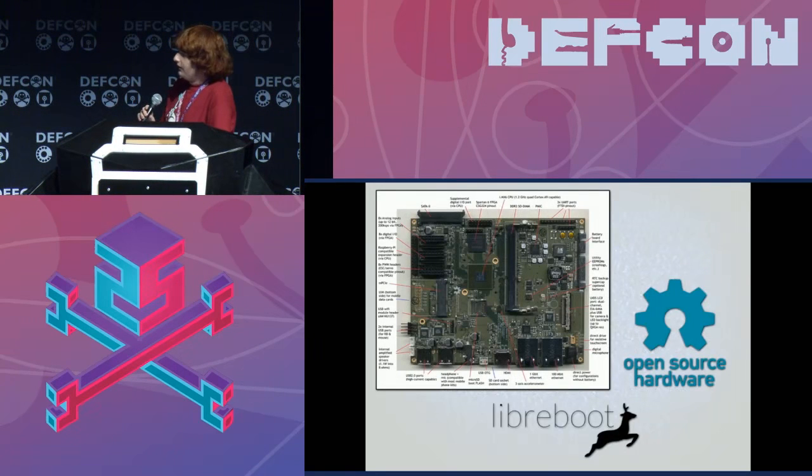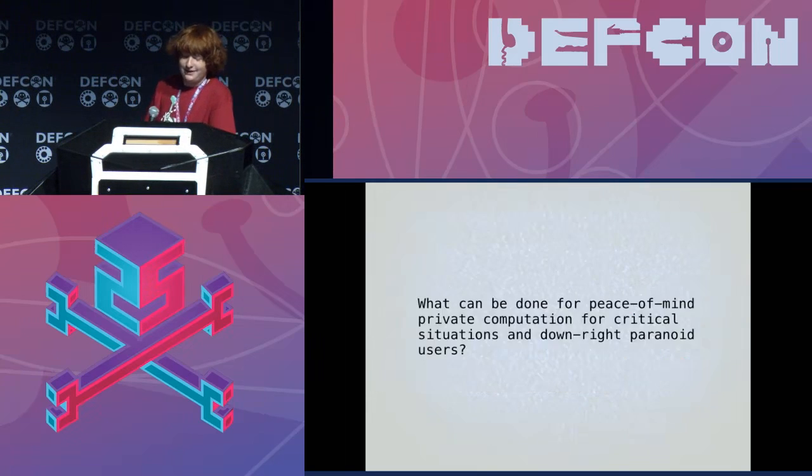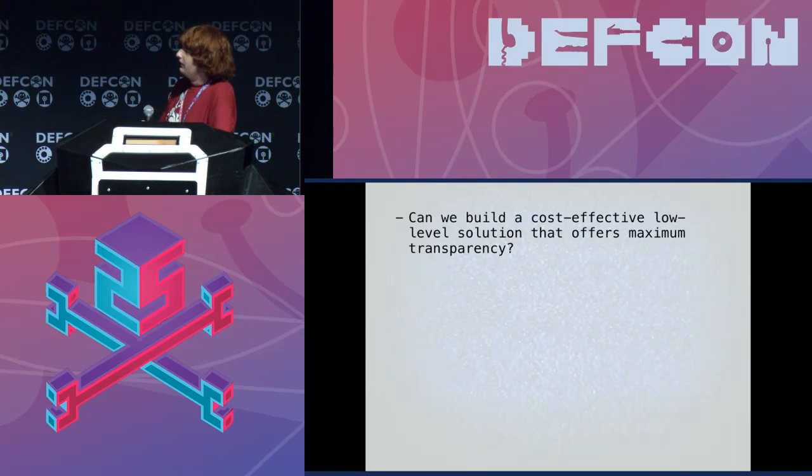So I really like all these projects. They're really cool. I want a Novena Hacker laptop, but they're expensive. But I wanted to see what could be done for peace of mind private computation for critical situations, and what can be done for downright paranoid users like me. What can I do in this situation? Can I build a cost-effective, low-level solution that offers maximum transparency?